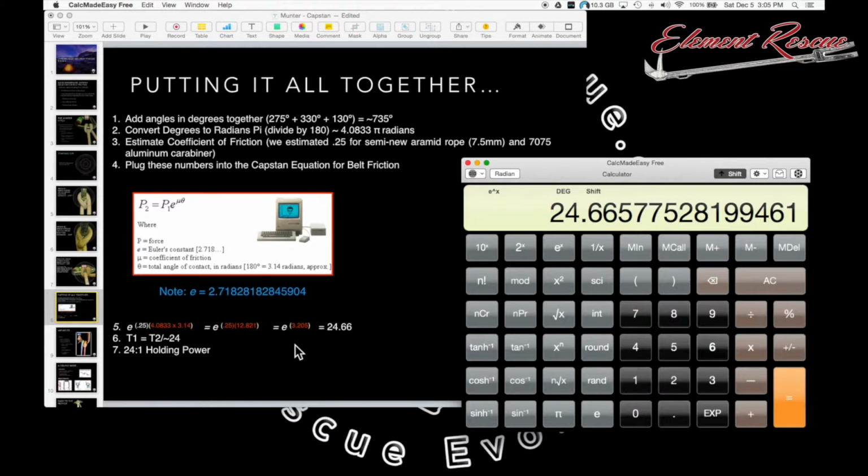So basically, we can estimate that we have about a 24-to-1 holding power, saying that if your load is 240 pounds, you'll need to input right around 10 pounds of force on that brake strand to be able to keep that load static without moving.